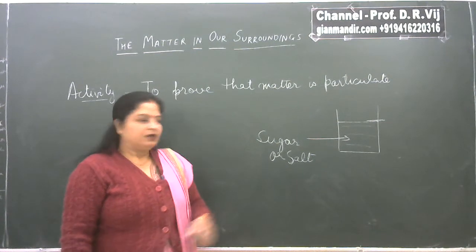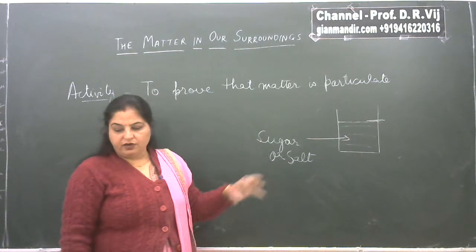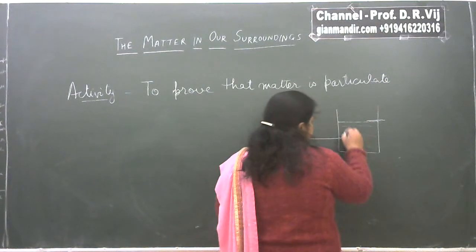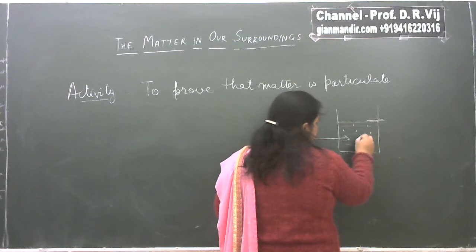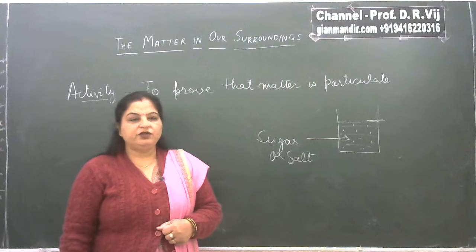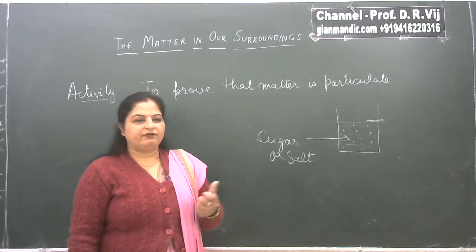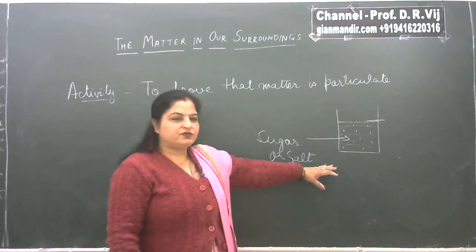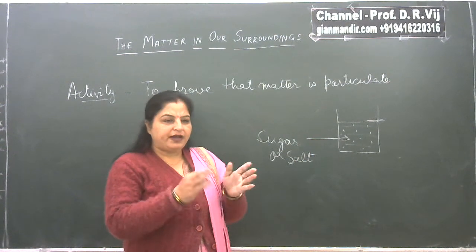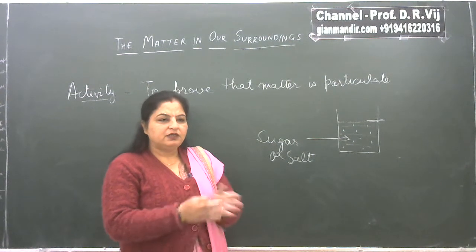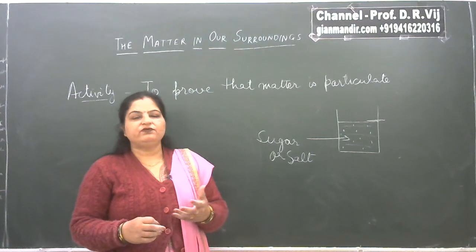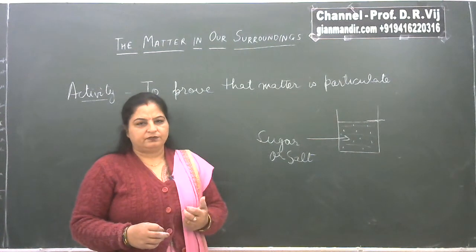Why does this happen? Because the sugar or salt, whatever you have added, is made up of very tiny particles, and these tiny particles get accommodated in the spaces between water molecules. That's why we don't observe any change in the level of water. So it proves that matter is made up of particles, and when we add sugar or salt into water, these particles get separated and we do not observe any change in the level of water.